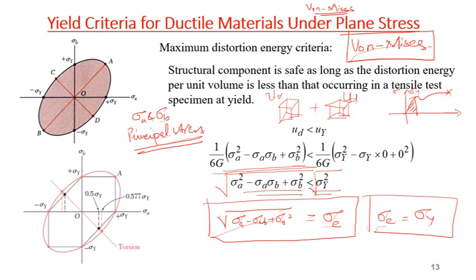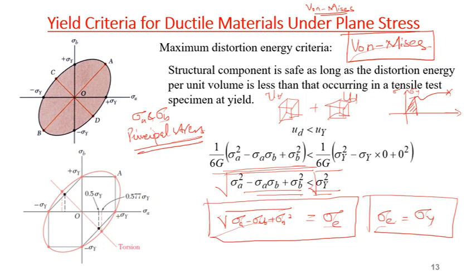Okay, so this is known as the maximum distortion energy density criteria, because only the distortion part of the energy is causing the failure, not the volumetric part. And this criteria is known as the von Mises criteria, proposed by von Mises.